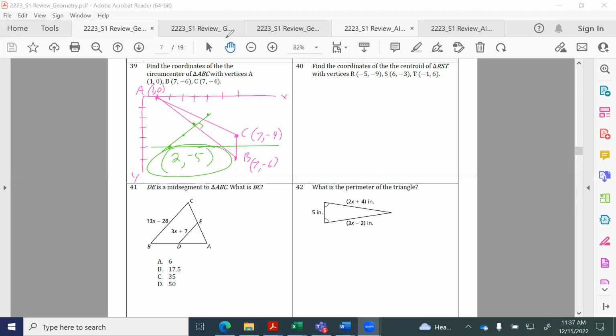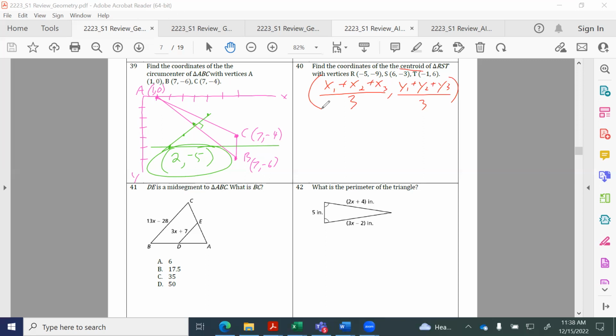40 is much easier. 40 is asking us for a centroid. We actually had an equation for this one. It was the average of all the x's for our vertices and the average of all of our y's for our vertices. So you took x1 plus x2 plus x3, and then there's 3 of them, so we divide by 3. And then y1 plus y2 plus y3 and divide by 3. And that gives us our coordinate point.